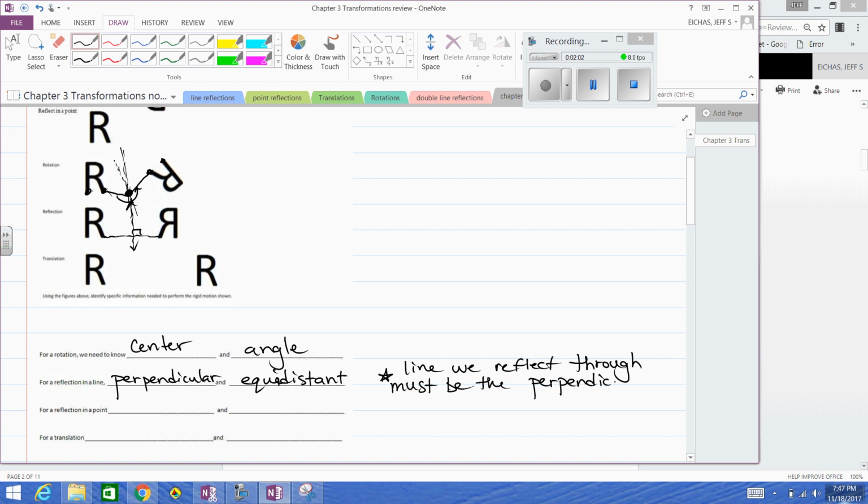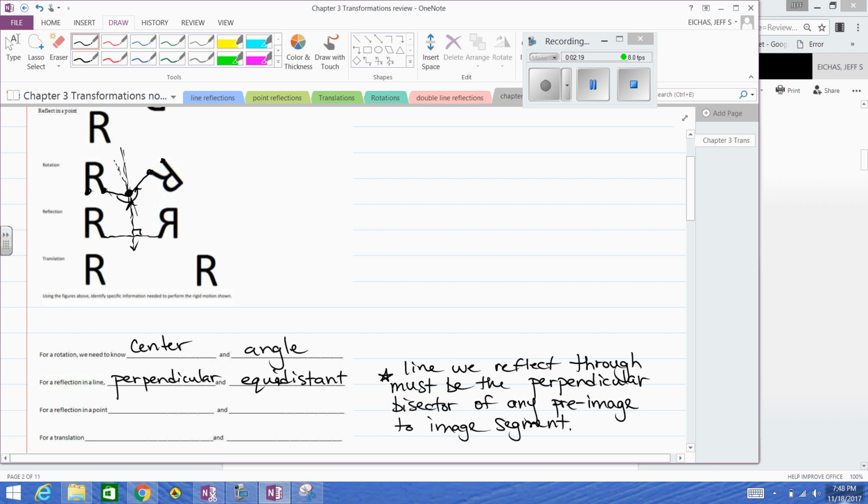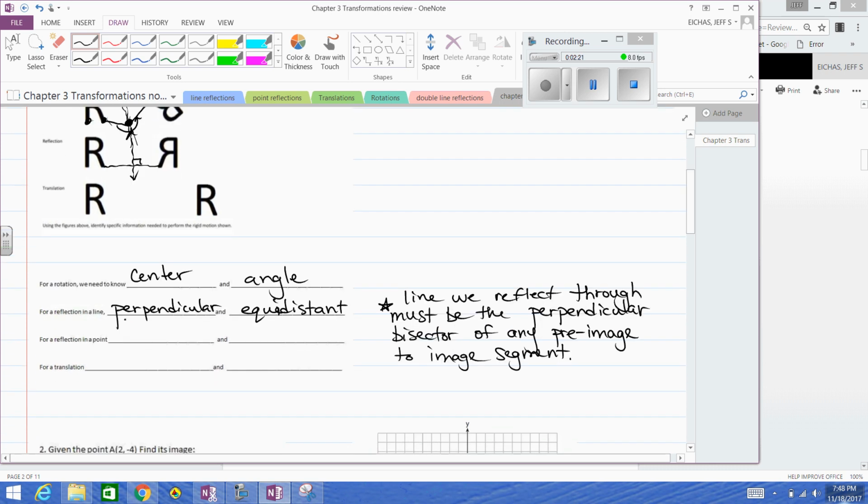And that's a key concept. That'll help us with a lot of problems. Okay, so think perpendicular bisector of any pre-image to image segment. All right, so I'm going to go with you got to move perpendicular and the same distance away.